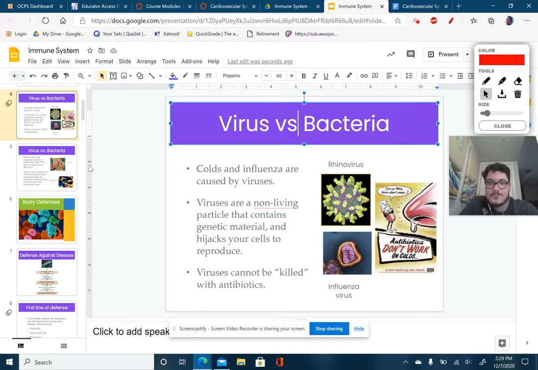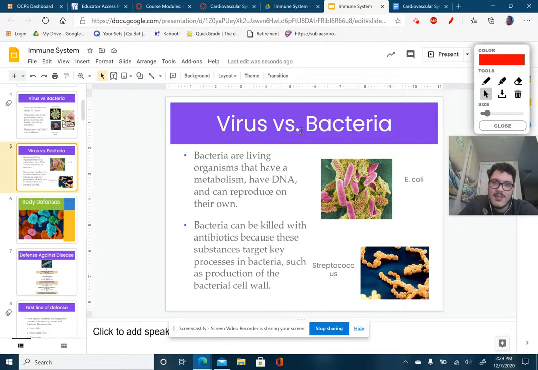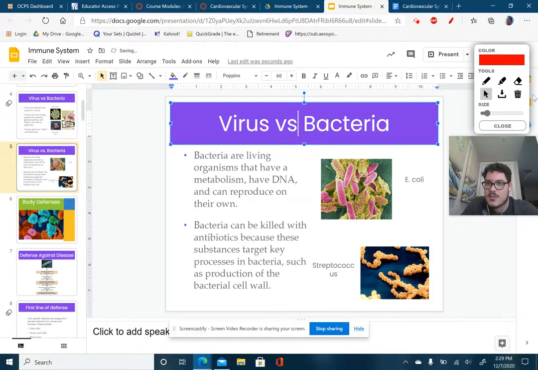What about bacteria? As far as bacteria are concerned, bacteria are living organisms. So, unlike viruses, they're considered living. They have a metabolism, they have their own DNA, they can reproduce on their own, just like our cells, right? Our cells can do all that stuff through mitosis.